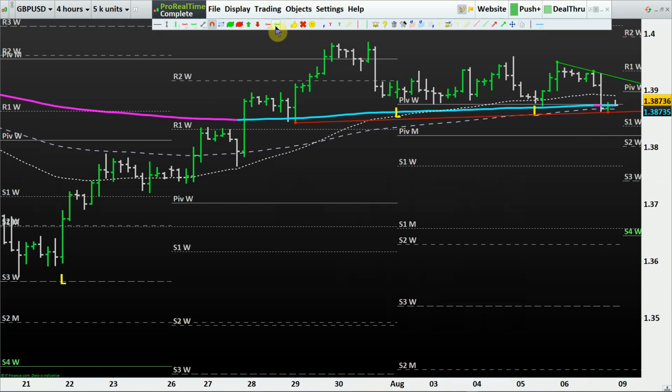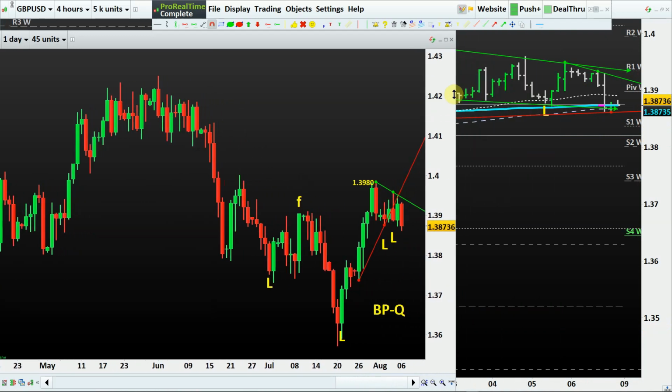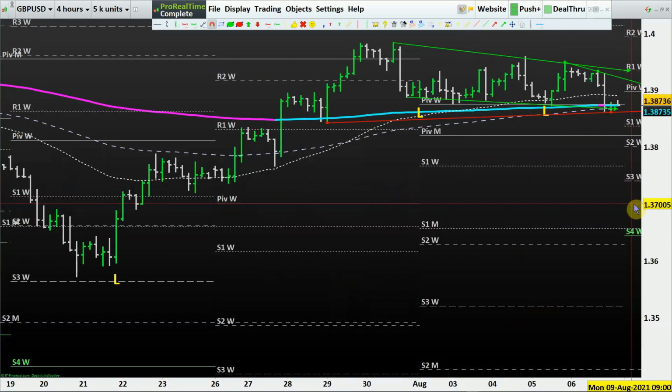So he is referring to a flag, possibly from here to here, and bouncing off the 200 moving average as well. So he is long. Do you want to see daily? If you want to see daily, please tell me. Yes, this is long. It's a down flag in an uptrend.